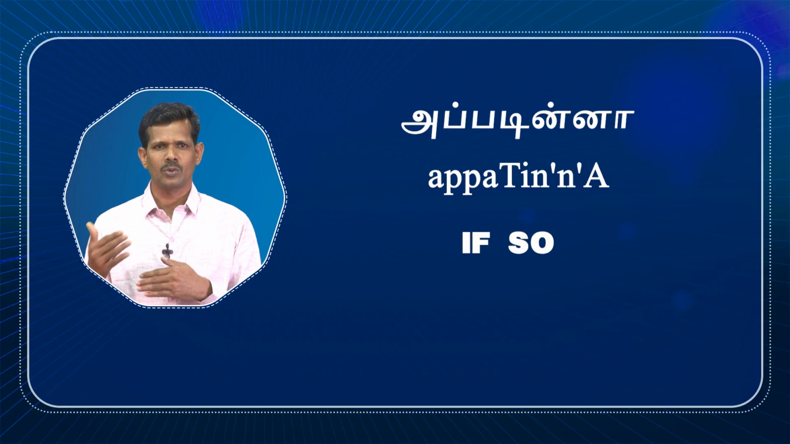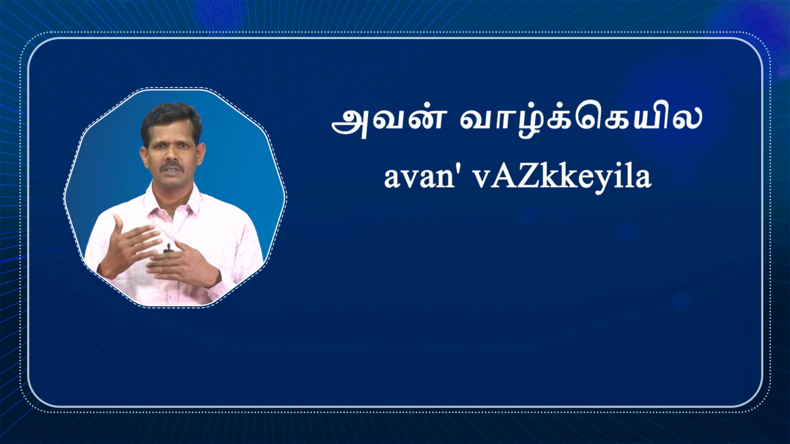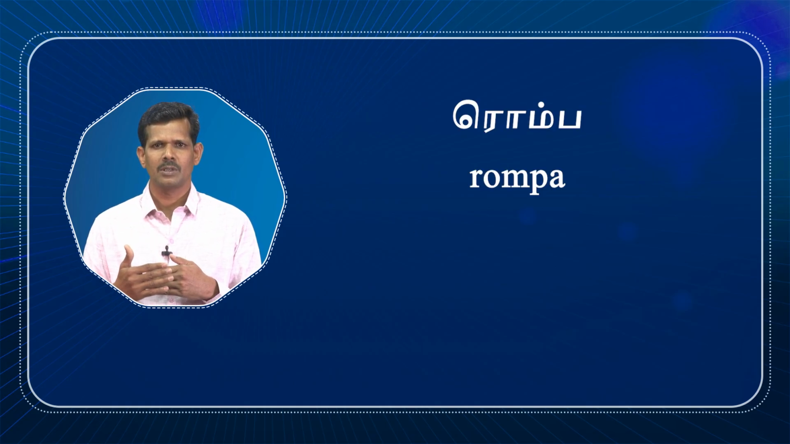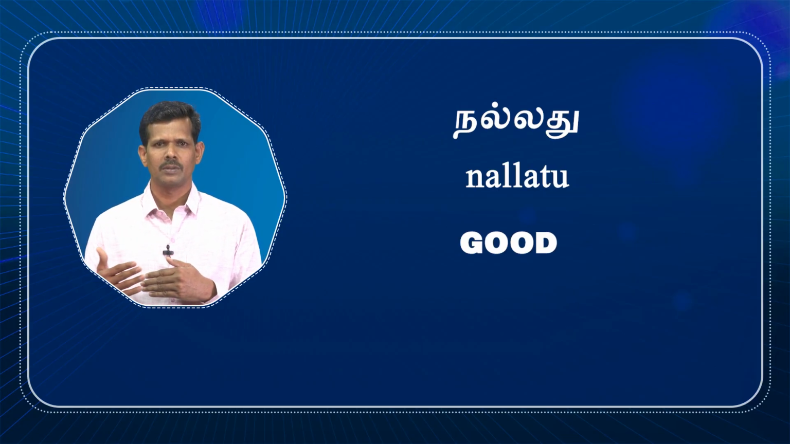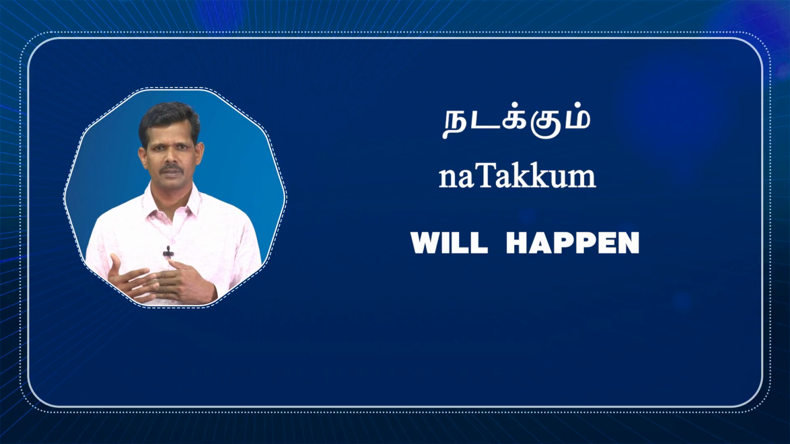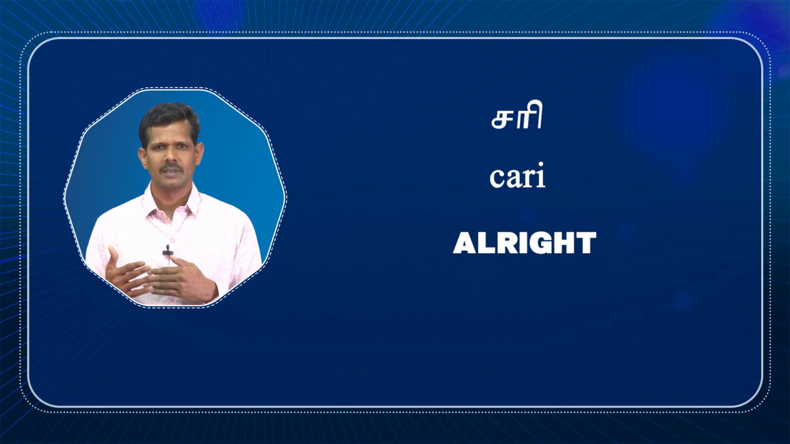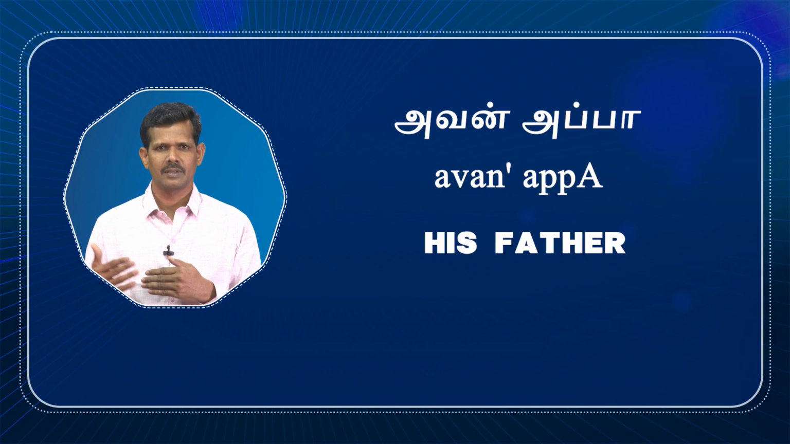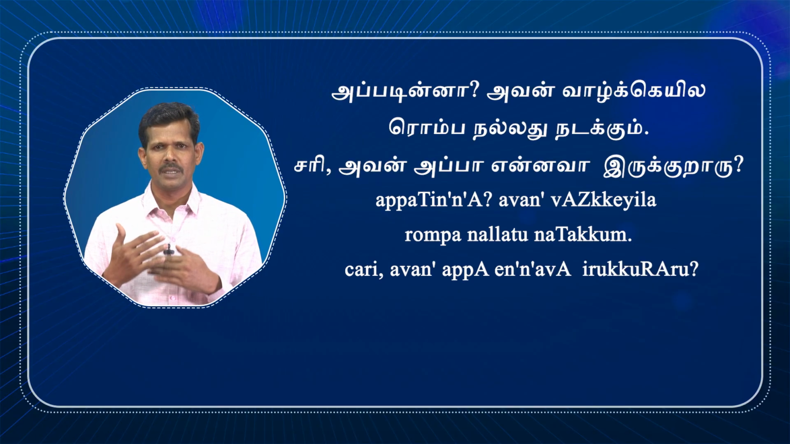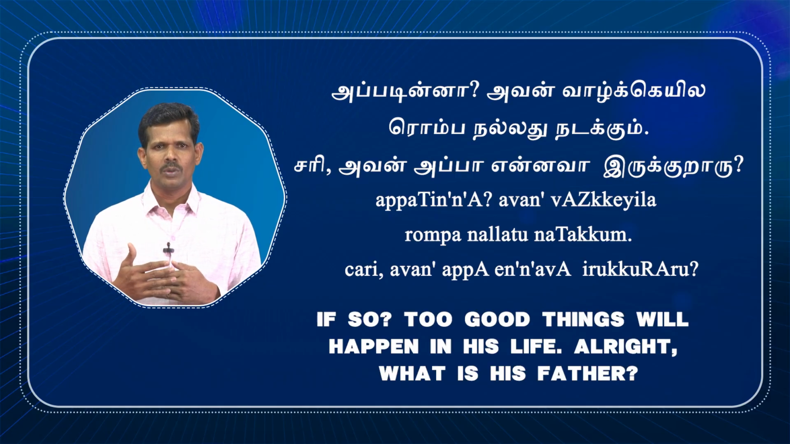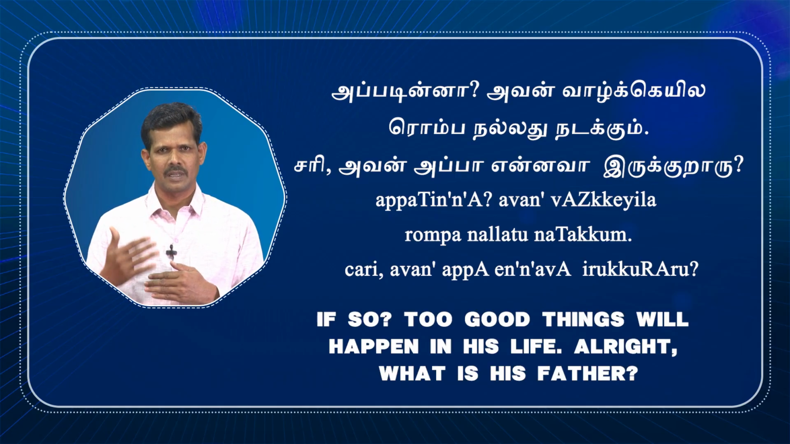அப்படின்னா means if so. அவன் வாழ்க்கையில் means in his life. ரொம்ப means too or very or much. நல்லது means good. நடக்கும் means will happen. சரி means alright. அவன் அப்பா means his father. என்னவா means what. இருக்கிறாரு to be. அப்படின்னா அவன் வாழ்க்கையில் ரொம்ப நல்லது நடக்கும். சரி, அவன் அப்பா என்னவா இருக்கிறாரு? If so, good things will happen in his life. Alright, what is his father?